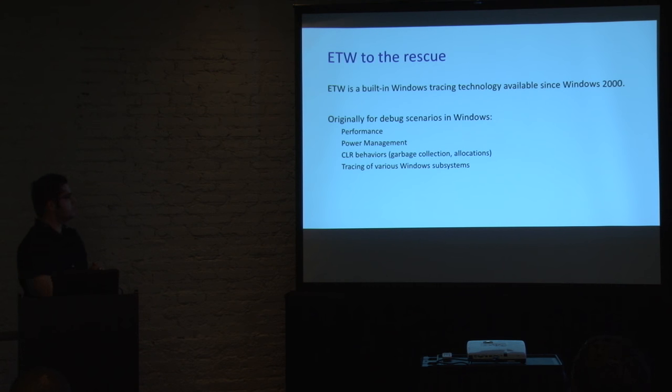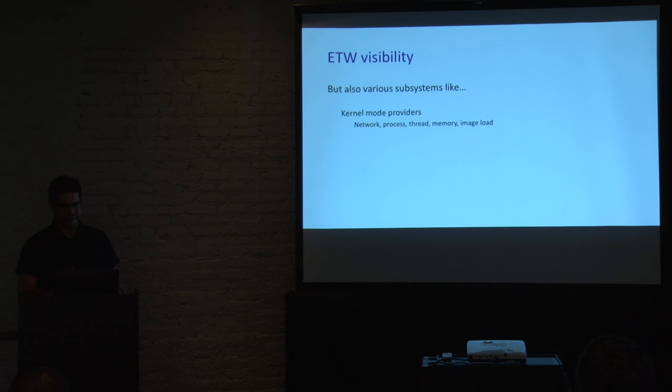So ETW, to the rescue, stands for Event Tracing for Windows. It's originally for debug scenarios, so things like performance and power management tracing and CLR behaviors. But it also happens to have a huge amount of information on a lot of different subsystems. Things like network, so send and receive and connect, process creations, thread creations, memory allocations of various sorts, and whether or not they set the read write executable flags on that section of memory. Image load, which in parlance for Windows is loading a DLL. DLLs are called images.